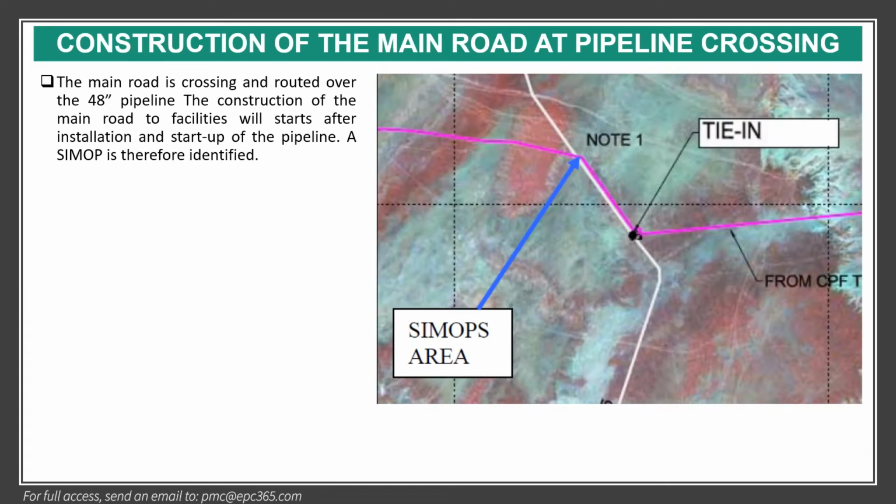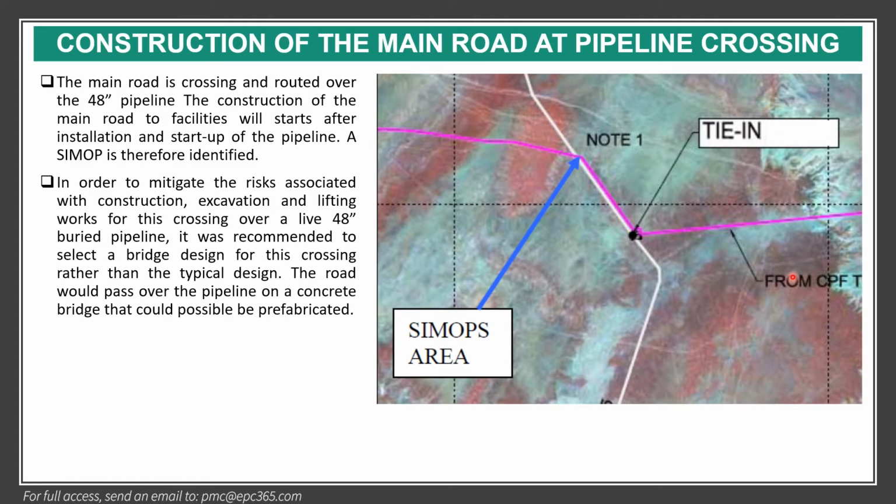This is a construction of the road at pipeline crossing. So the SIMOP area is this area, and the main road is crossing and routed over the 48-inch pipeline. The construction of the main road to the facility will start after installation and start of the pipeline. So a SIMOP is therefore identified.